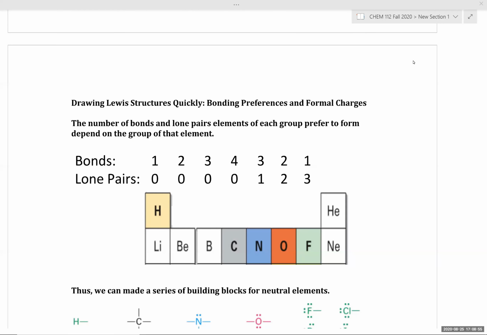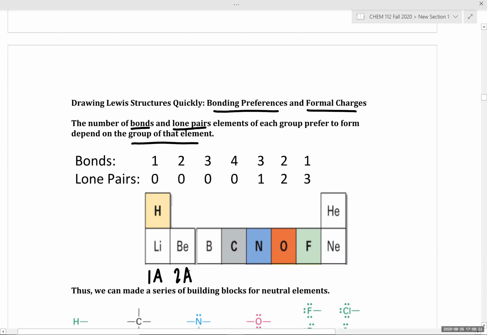Next I'm going to talk about a trick for drawing Lewis structures quickly involving bonding preferences and formal charges. The number of bonds and lone pairs that elements of each group prefer to have depends on the group number for that element. For example, if we look at a 1A element such as hydrogen, it prefers to form 1 bond and 0 lone pairs.